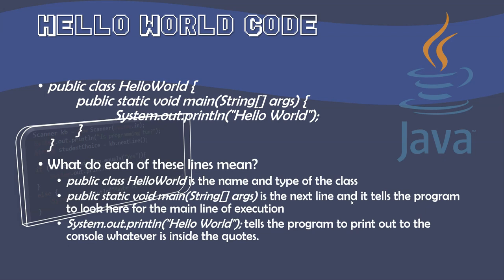Public class HelloWorld is simply just going to be our name and the type of the class. And we'll look at all those as we get further into programming 1, and maybe if you go into programming 2, you will see a little bit more of what some of these definitions kind of can really do. We have public static void main(String[] args). That's our next line, and of course it tells the program to look here for the main line of execution. That's why we have the keyword main. System.out.println("Hello World") tells the program to print to the console whatever's inside the quotes.